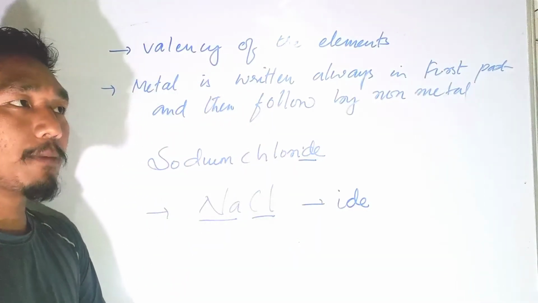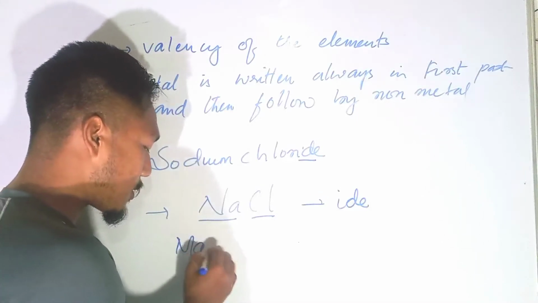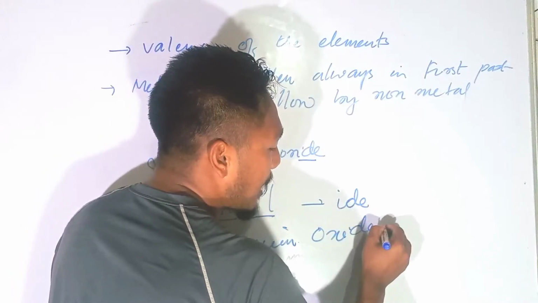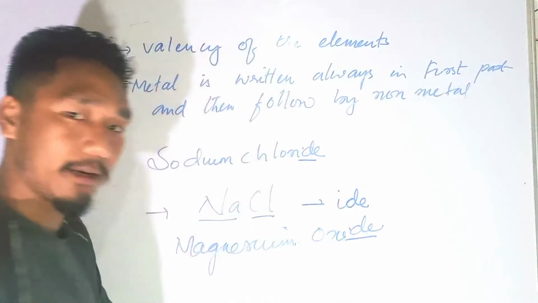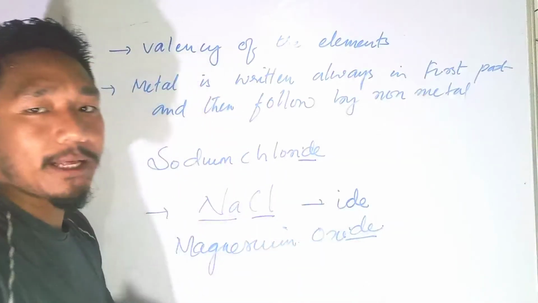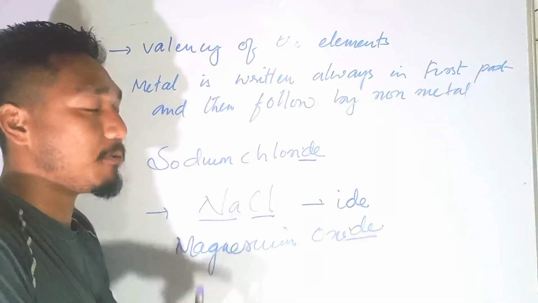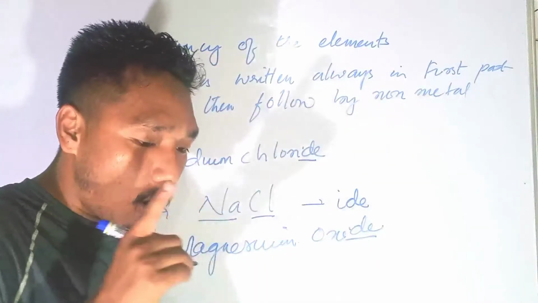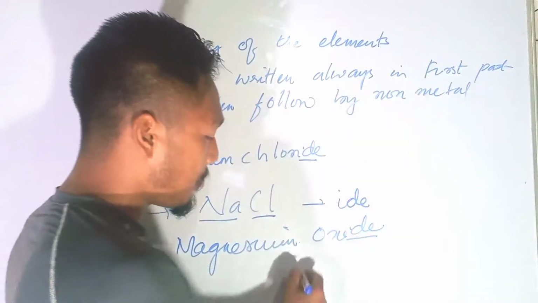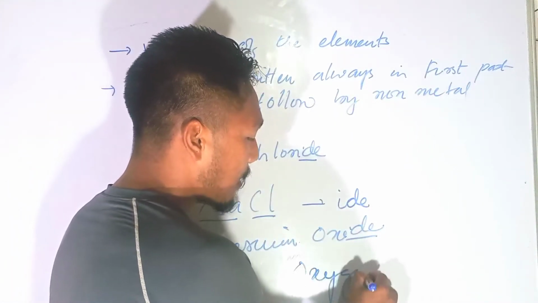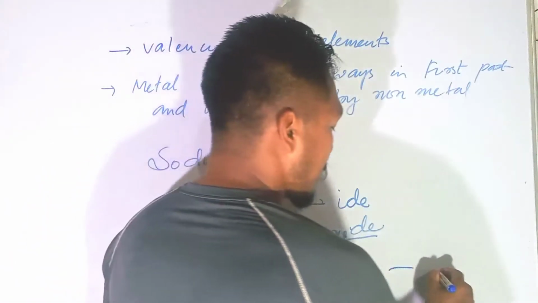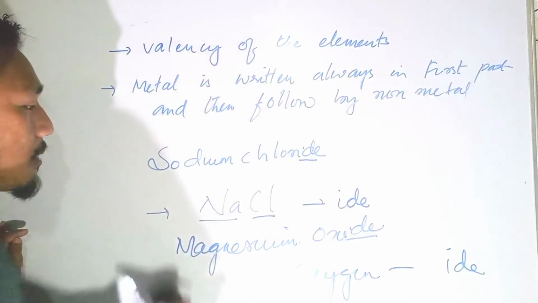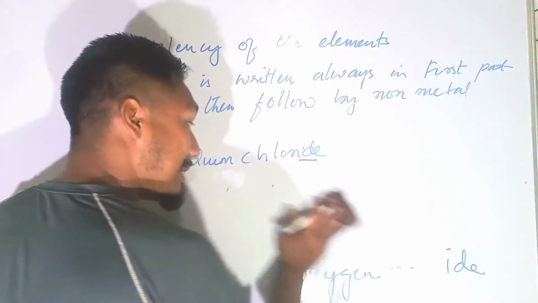If you talk about magnesium oxide, if oxygen is in combined form, then we write IDE again. That means IDE denotes that they are in combined form, that is, in the form of a compound. But if the oxygen is not in a compound, we simply write oxygen. Similarly, with carbon dioxide, IDE again.